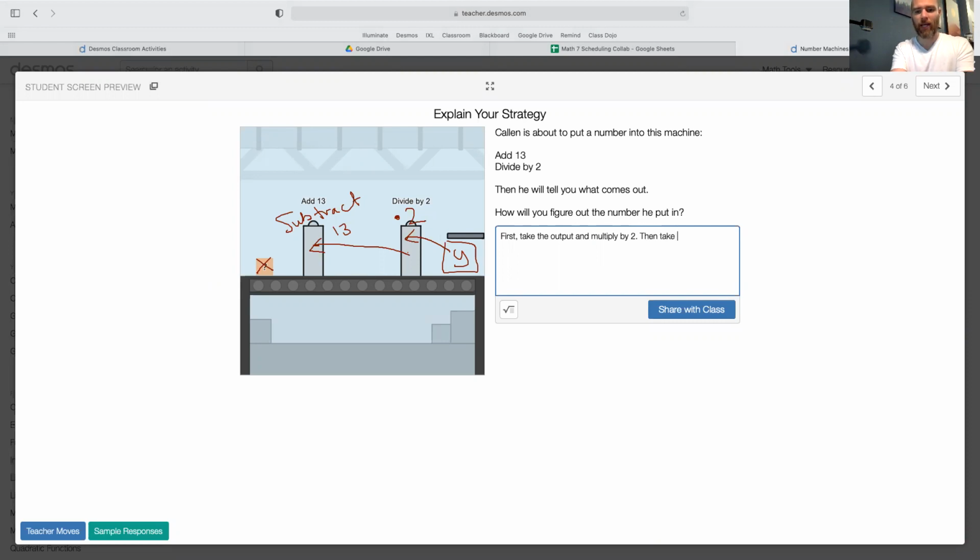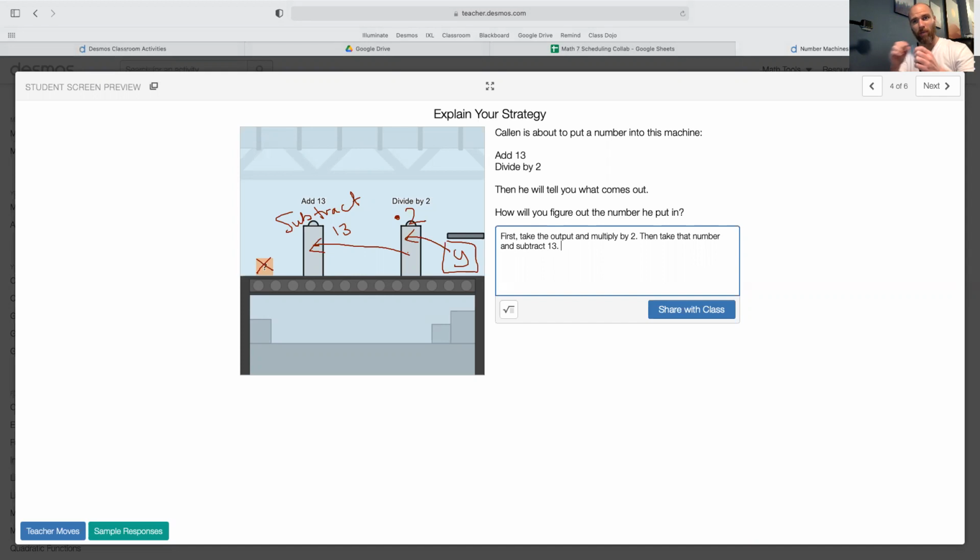Then take that number, whatever we would get after we multiply by 2, and subtract 13. Because now we're doing the first stage of the machine, but the opposite. Instead of adding 13, we're subtracting 13. So that's the whole process here. Whatever you get on the output, you just do the machine in reverse order and you do the opposite of everything you see. And that's exactly how solving algebraic equations work.